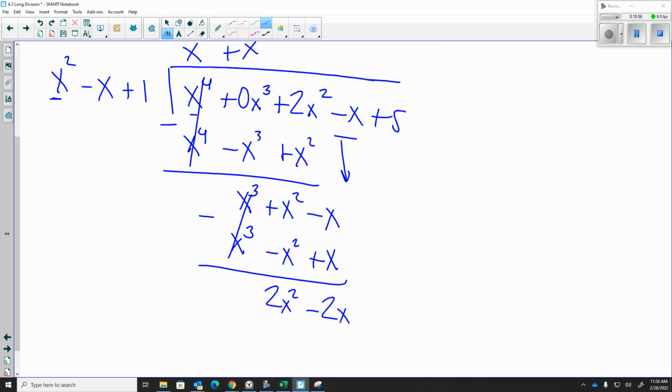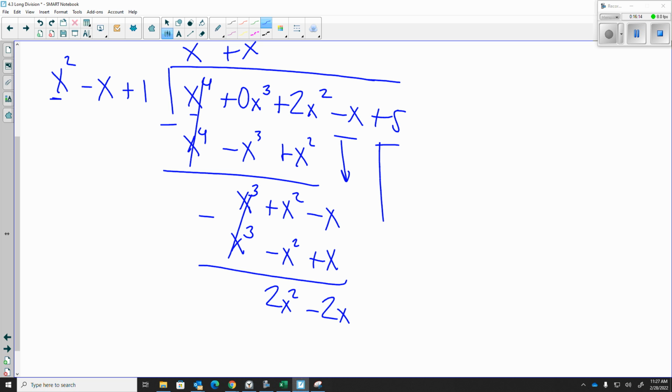Guys, we got a lot of negatives running around here, man. Just use a calculator if you need to. If you're not sure, just check it with a calculator. Negative 1 minus 1, just check it. Okay, it's not the end of the world. Just check it. Bring down the next piece, plus 5.